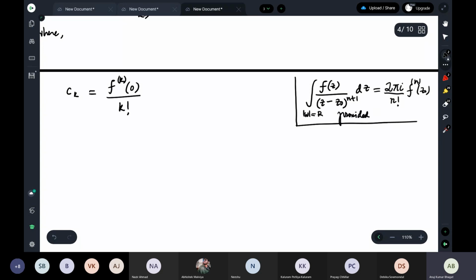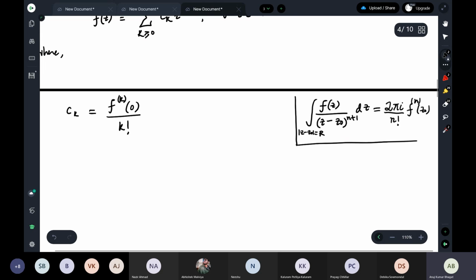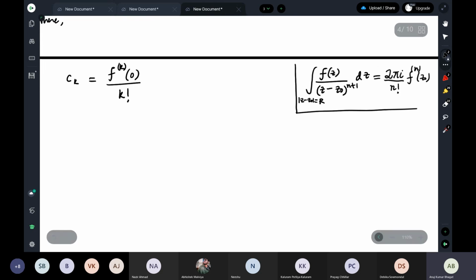The circle should be like this, no? Sorry, this is z. Okay, I can write like this, right? And this will guarantee that z naught is inside this circle. That will guarantee that z naught is inside that circle of radius r.